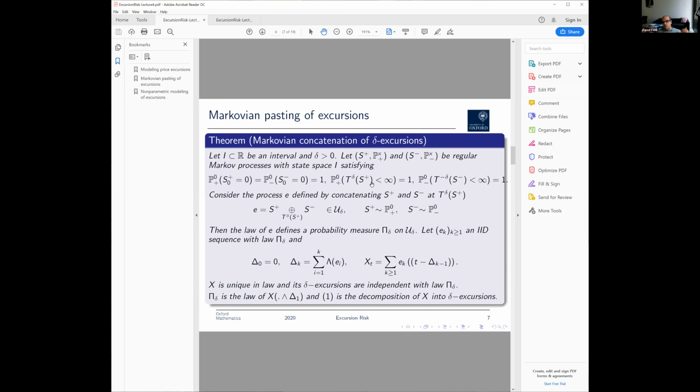To do this, I'm going to give myself the freedom to choose two Markov processes, S plus and S minus. S plus will denote the dynamics when I'm going from 0 to delta, when I'm going up, and S minus is going to denote the dynamics when I'm going down from delta to 0. They can be different. For example, think of S plus as some Ornstein-Uhlenbeck process with some parameters, and S minus as an Ornstein-Uhlenbeck process with other parameters. Or if you think of the data example I just showed you, S plus can be an Ornstein-Uhlenbeck process and S minus can be a Brownian motion, or any other Markov process.